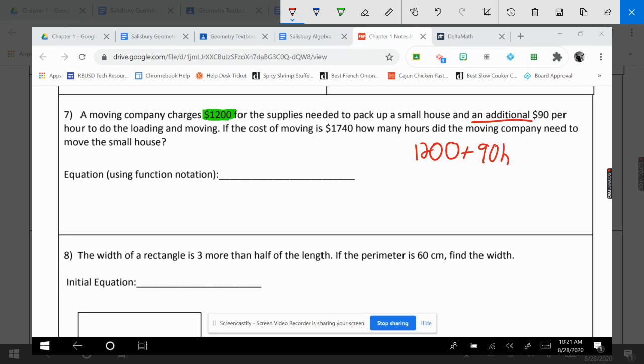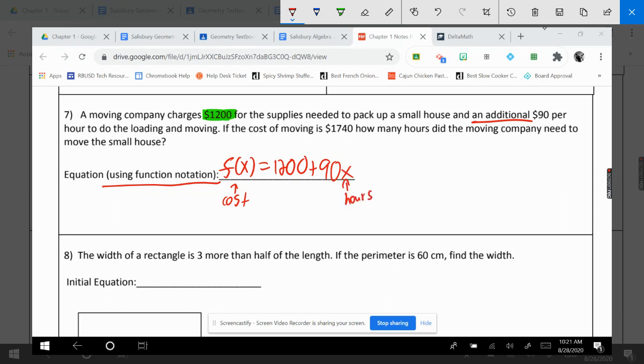And then it says using function notation. Normally this would be like y equals. I'll make this an x. Why not? But we want function notation here. So function notation is f of x. So it'll be f of x equal to 1,200 plus 90x. It's a function of the variable x. And keep in mind, this is our cost. This is our total cost because it wants to know how much this whole thing is going to be, or that's how much we're paying to move. And then x is our hours.